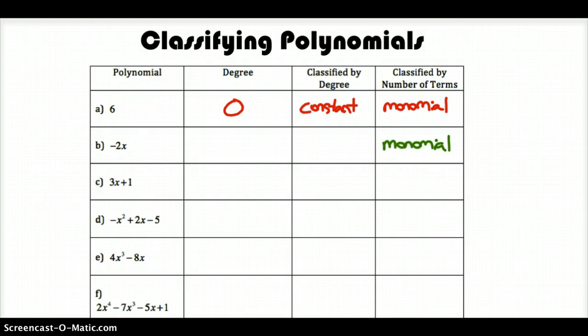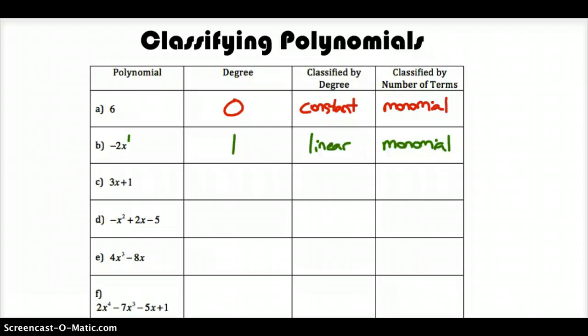Technically this is x to the first power, so our degree in this case is 1. When we classify this by degree, well, if we graphed y equals negative 2x, this would actually be a linear function because it has an x term. So we will just call that a linear function because its degree is 1. So that's important to remember.